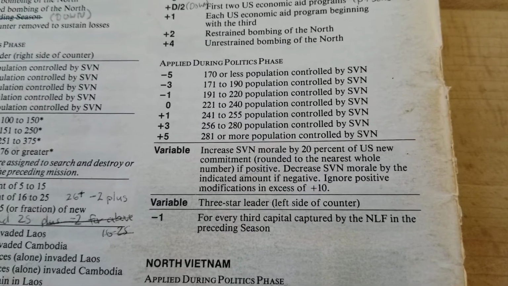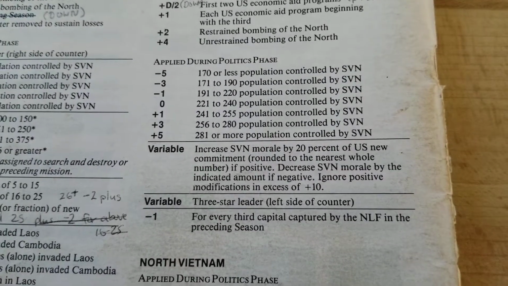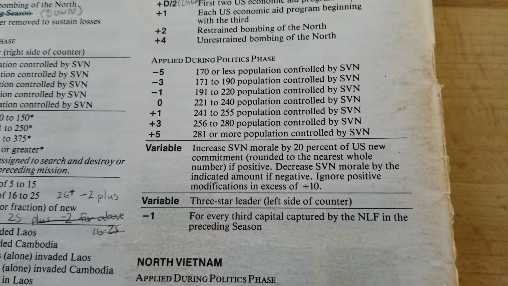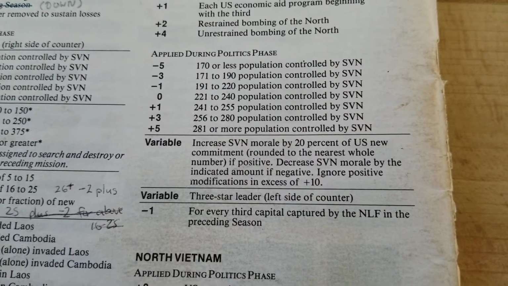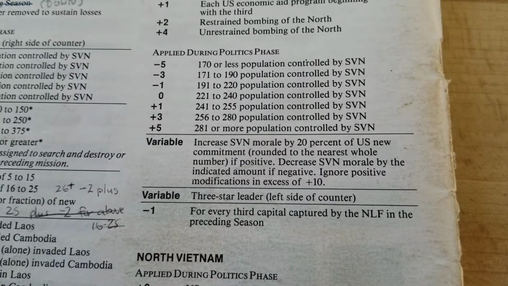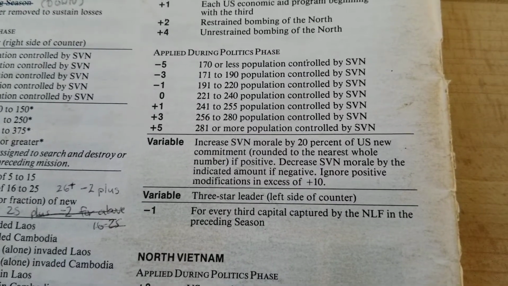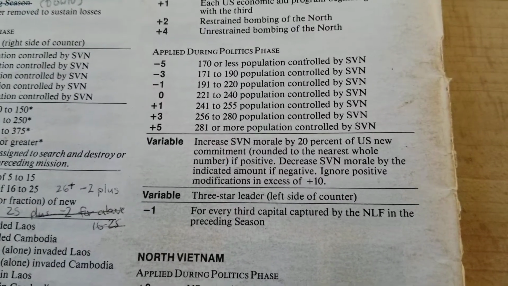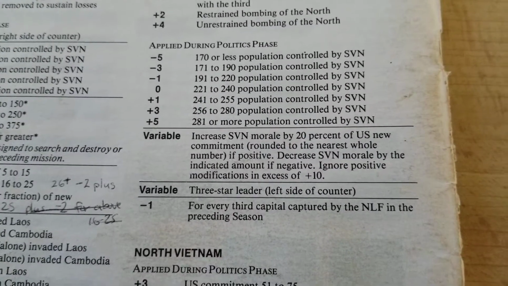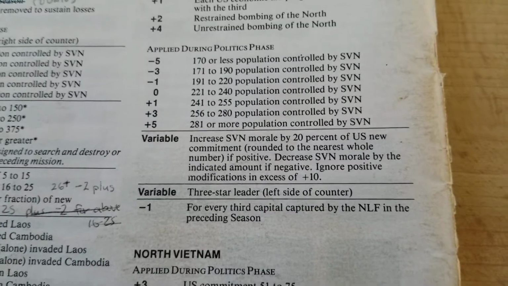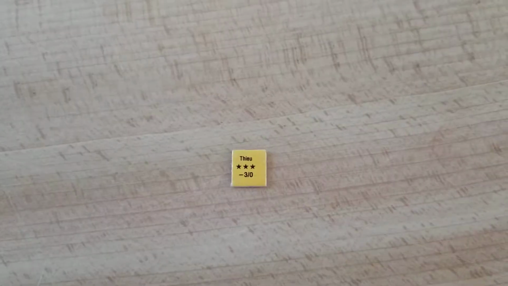For example, the amount of population controlled by South Vietnam, and the amount of new commitment that the U.S. provided on the previous season. You look at the previous season, you see how much commitment the U.S. added or subtracted, and that will increase or decrease South Vietnamese morale.